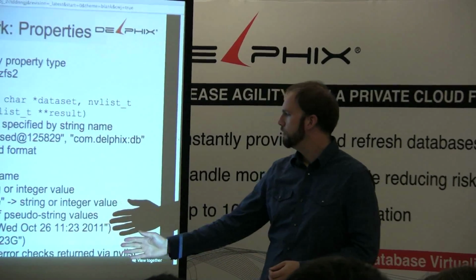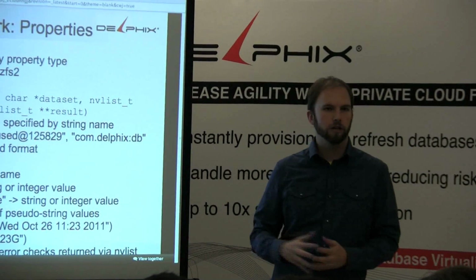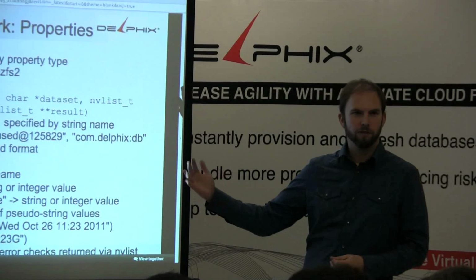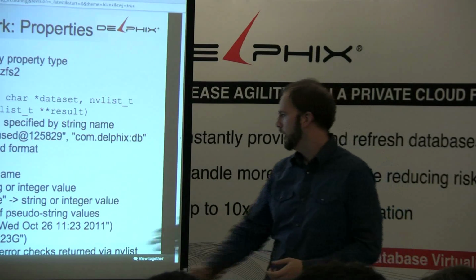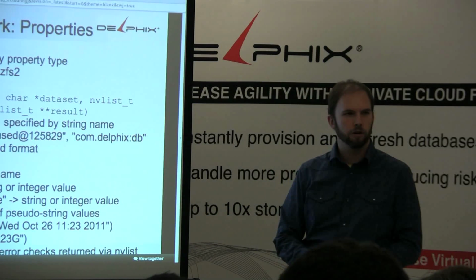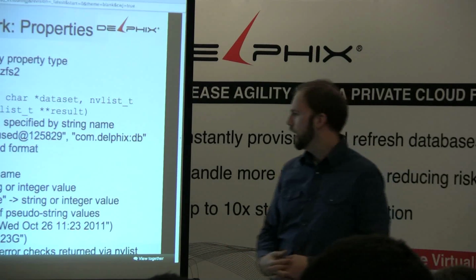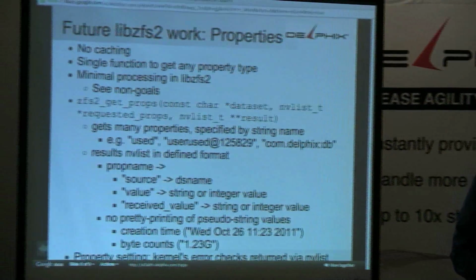As I mentioned, we want to leave this pretty printing to the user interface, and LibZFS 2 is not the user interface; it's the API. So, like the creation times, rather than returning strings like this, it would return a time_t. Rather than byte counts like 1.23G, it would just give you the number of bytes.